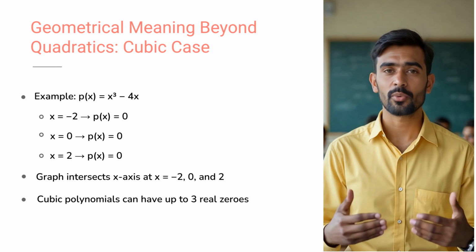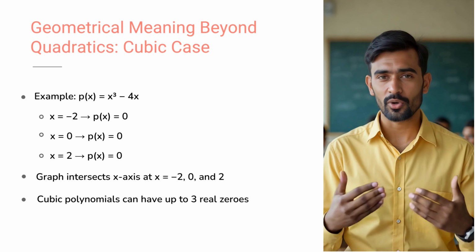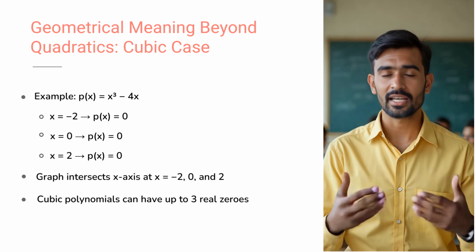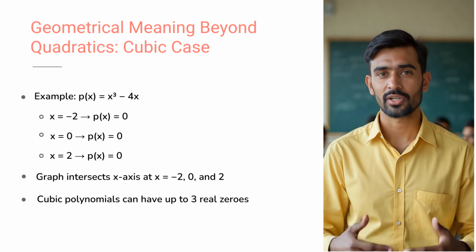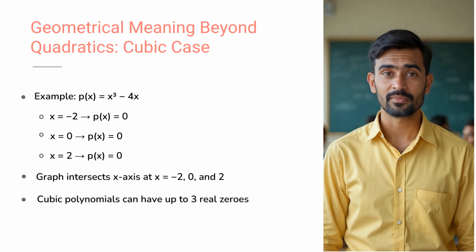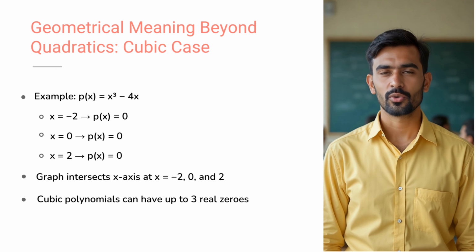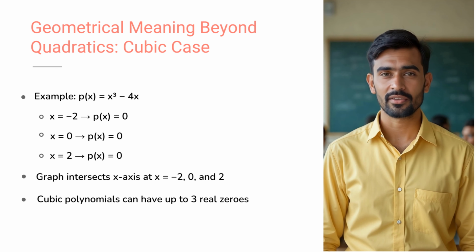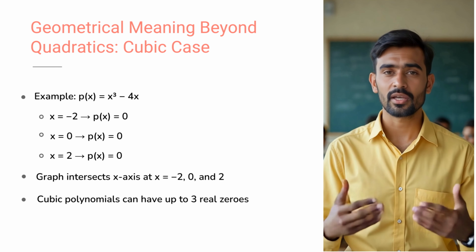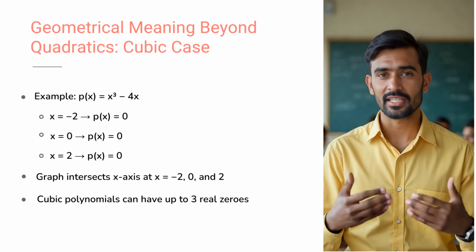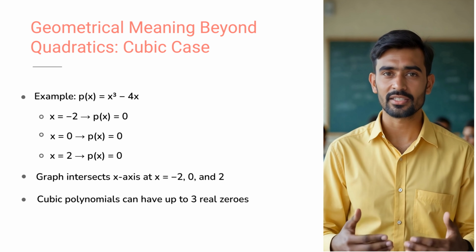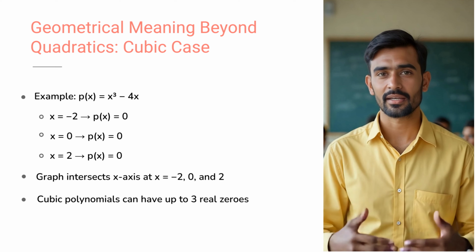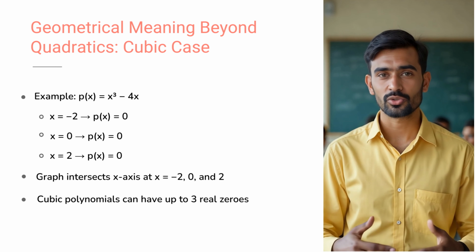What about cubic polynomials? Take the polynomial p(x) = x³ - 4x. Try plugging in values. p(-2) = 0. p(0) = 0. And p(2) also equals 0. Graph it and what do you see? The curve crosses the x-axis at these 3 points: -2, 0 and 2. That's the beauty of cubic polynomials. They can have up to 3 real zeros.